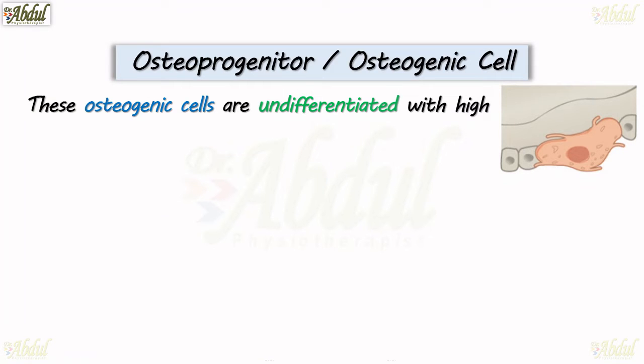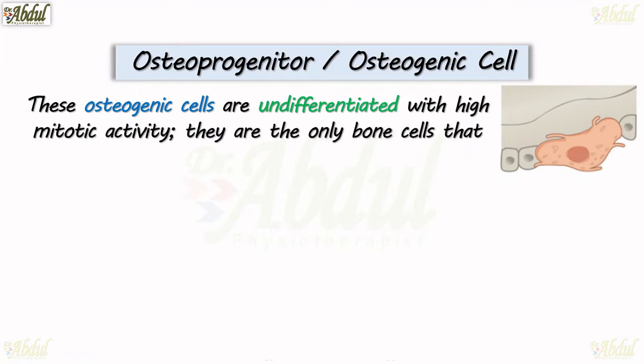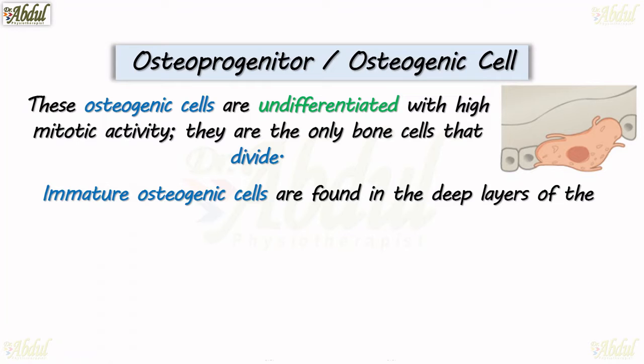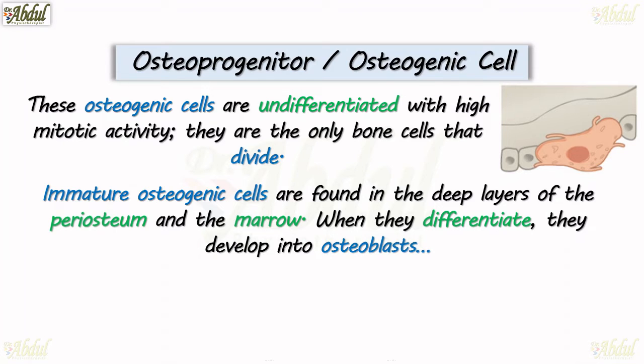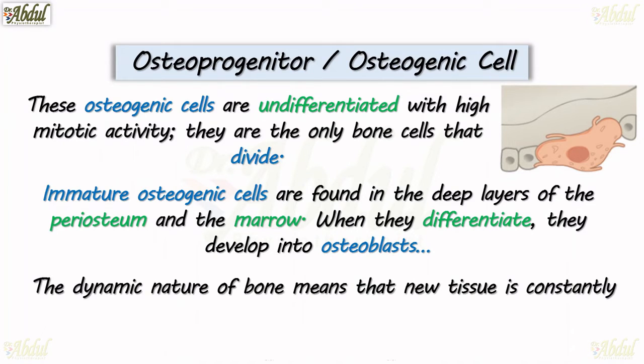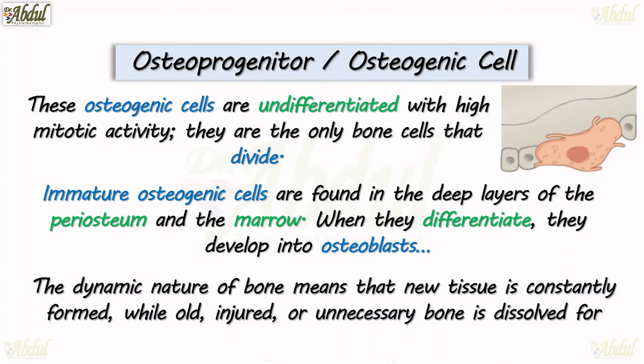These osteogenic cells are undifferentiated with high mitotic activity. They are the only bone cells that divide. Immature osteogenic cells are found in the deep layers of the periosteum and marrow. When they differentiate, they develop into osteoblasts. The dynamic nature of bone means that new tissue is constantly formed while old, injured or unnecessary bone is dissolved for repair or for calcium release into the blood supply.